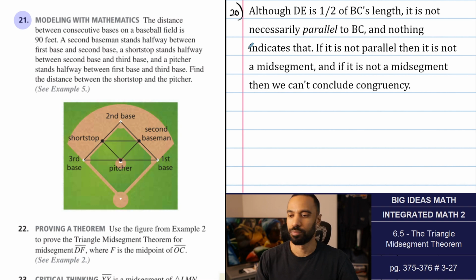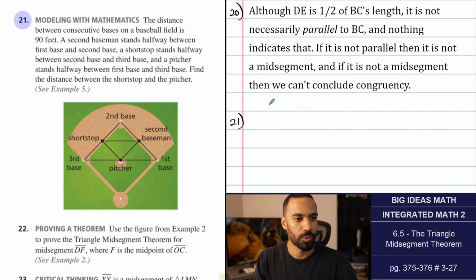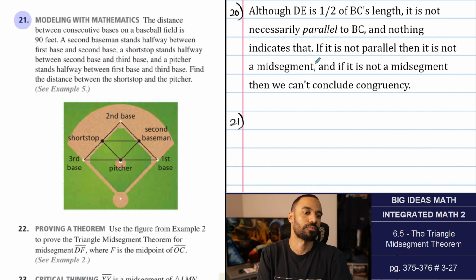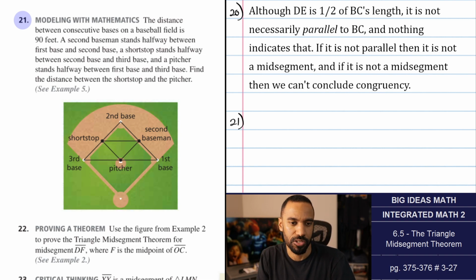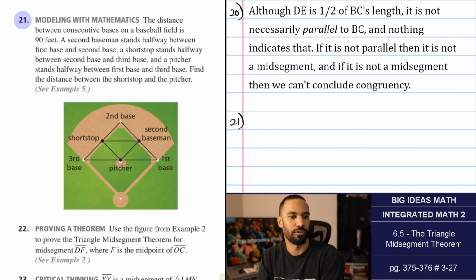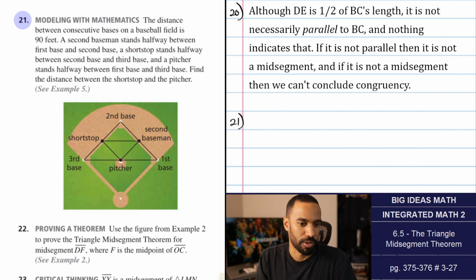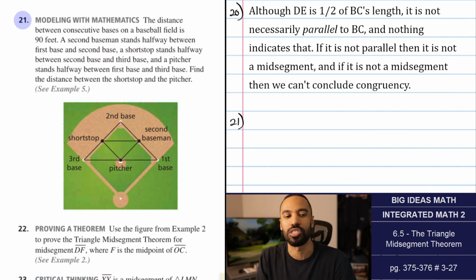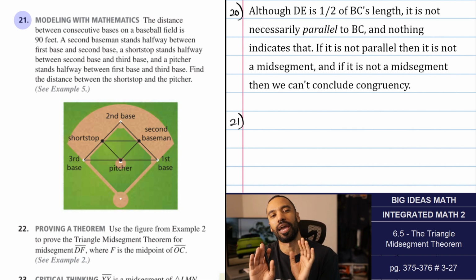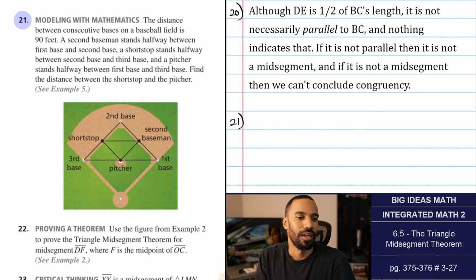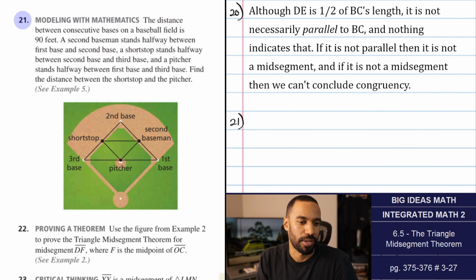All right. Ooh, now you're talking my language. Baseball, number 21. The distance between consecutive bases on a baseball field is 90 feet. Agreed. A second baseman stands halfway between first base and second base. I don't agree. Because now you're saying the first baseman maybe stands here. A shortstop stands halfway between second and third. Maybe this is where they're positioning for the play. Okay, for the sake of the play. And a pitcher stands halfway between first base and third base. Find the distance between the shortstop and the pitcher.